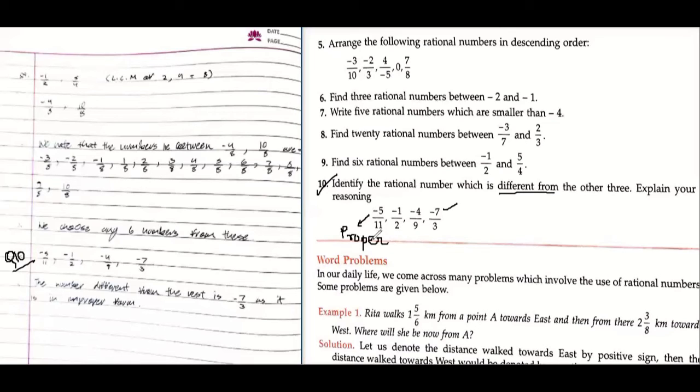Okay. So 5 upon 11, numerator is smaller, proper. 1 upon 2, numerator is smaller, proper. 4 upon 9, numerator is smaller, proper. This is only improper. So this one is different. So you have written over here. Yeah, perfectly fine. Nice.